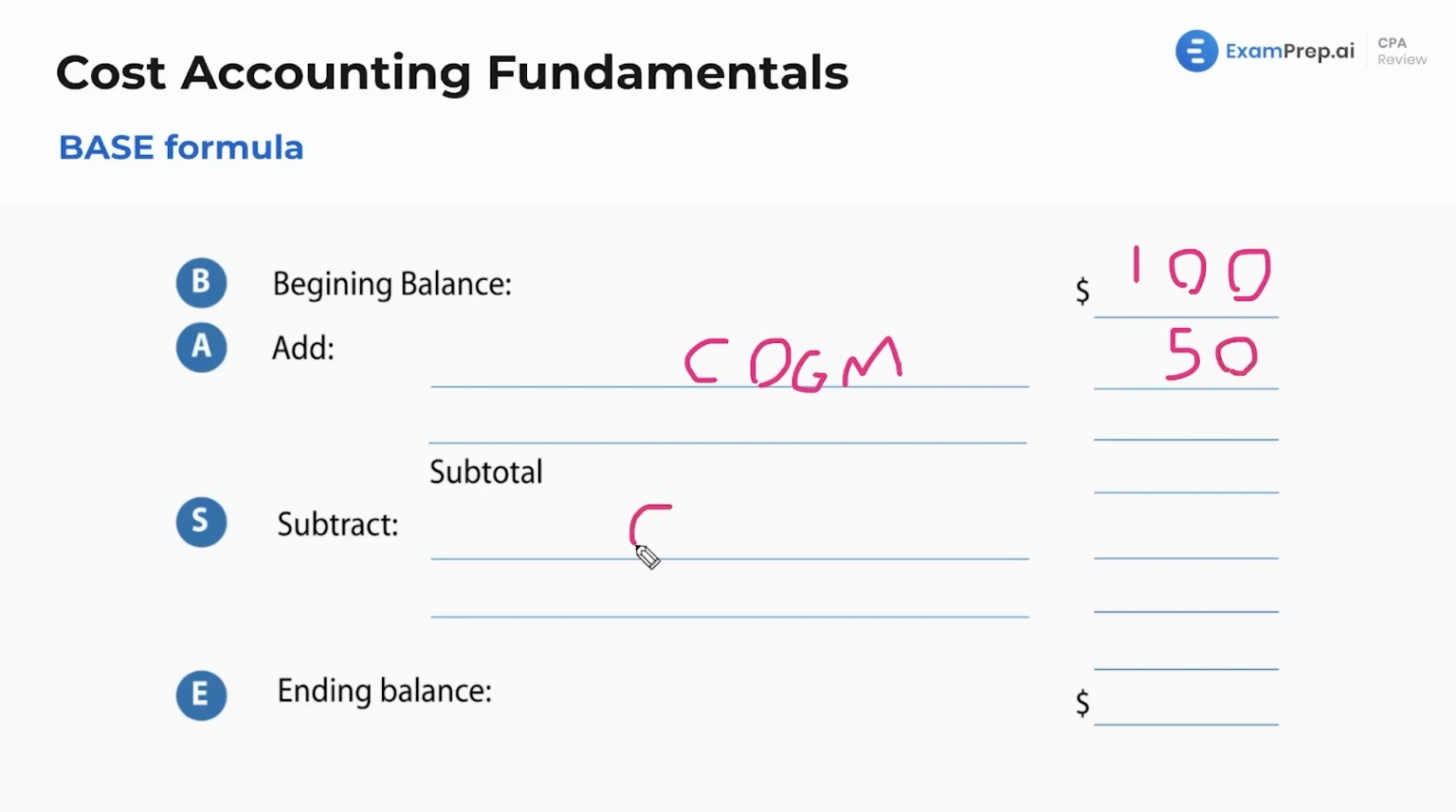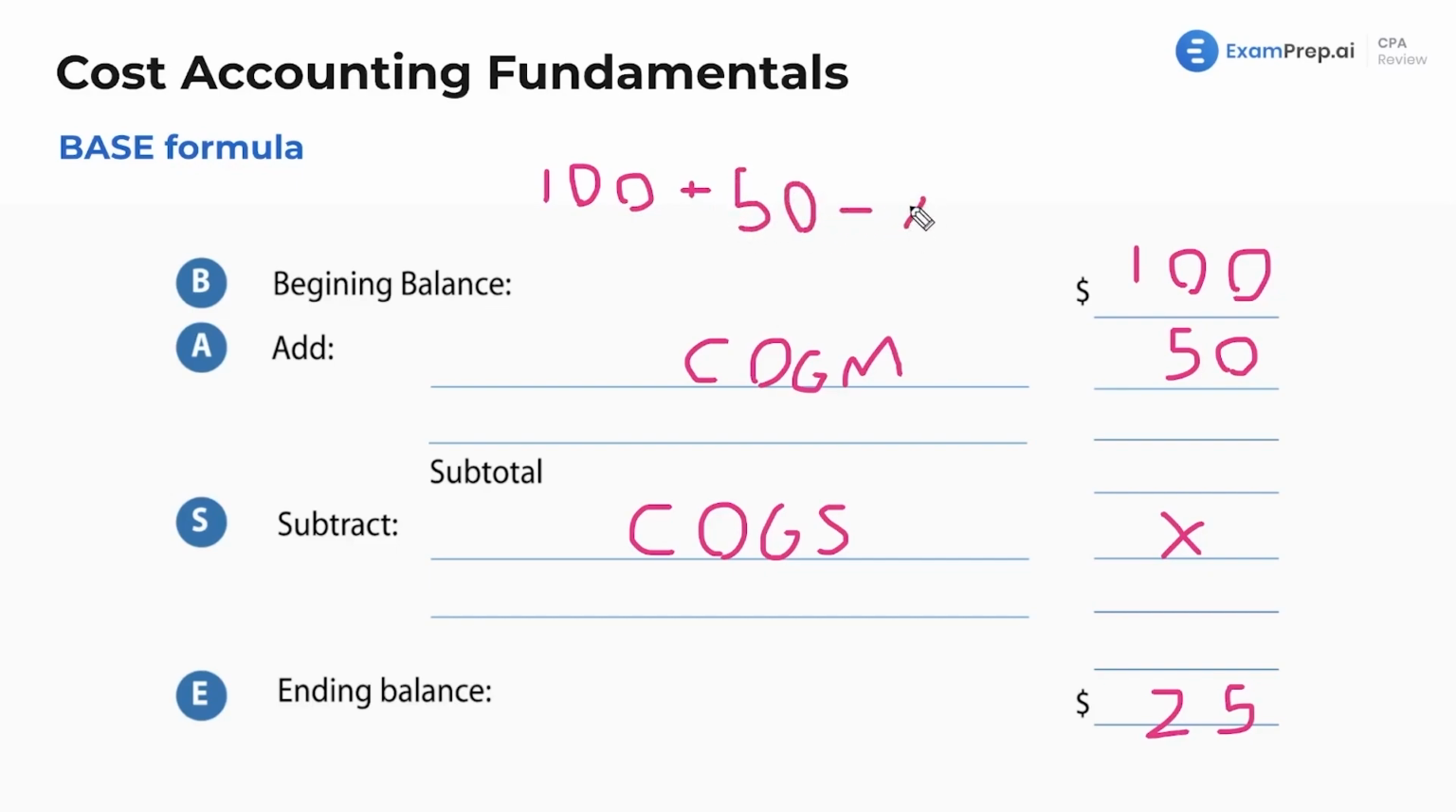Cost of goods sold is a subtraction because, right, the beginning and ending are what's in the warehouse. So how do you increase what's in the warehouse? You make more. How do you decrease what's in the warehouse? You sell more. This is X because we don't know it. And they'll have to give us the ending balance, which I decided was 25. Practice your algebra. Algebra here, 100 plus 50, and then that is minus X equals 25.